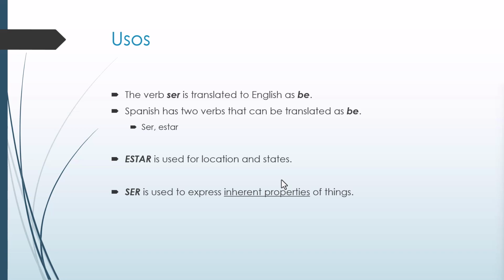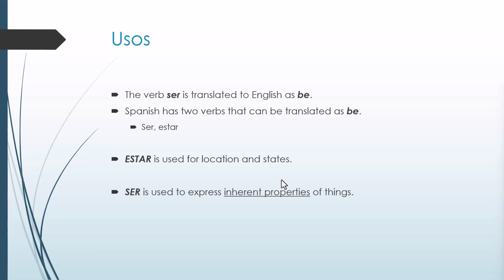Estar is used for location mostly, and also states, right? So how are you feeling? ¿Cómo estás? That's a state, right? I feel happy. I feel sad. I feel anticipatory or whatever it is. And location. ¿Dónde estás? Where are you?